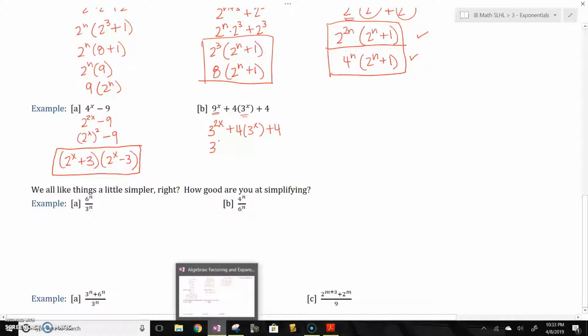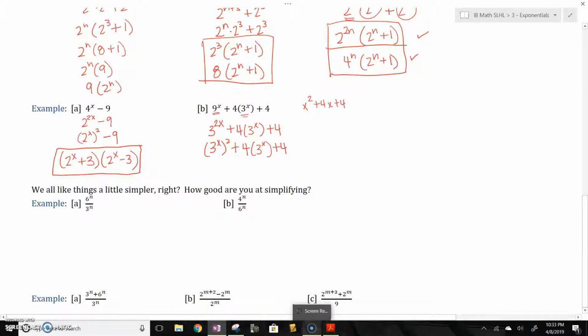That is 3 to the x squared plus, oh my gosh, this is just a quadratic, right? Now, IB loves to do these nasty quadratics to you. This is not uncommon, where you can see that this looks a whole lot like x squared plus 4x plus 4. Do you see it? It looks really like that.